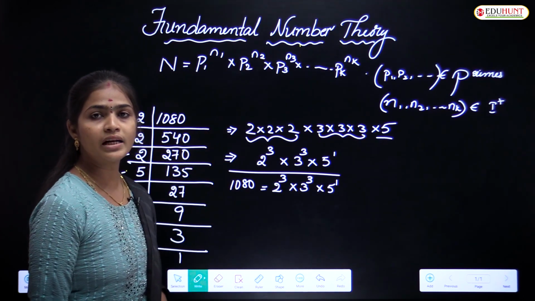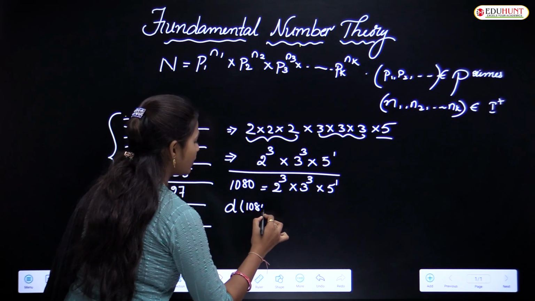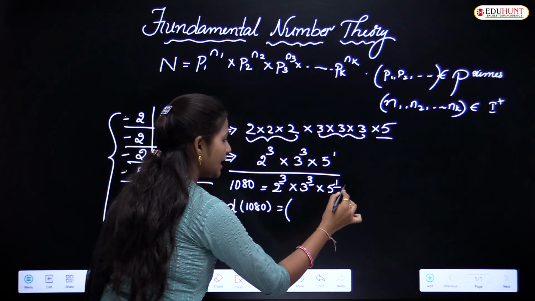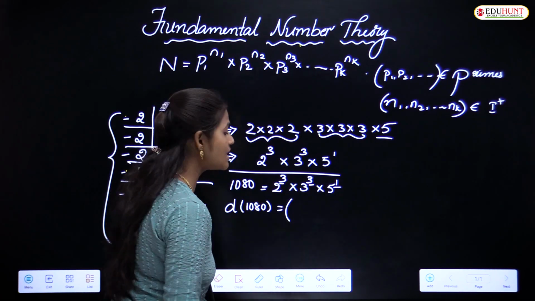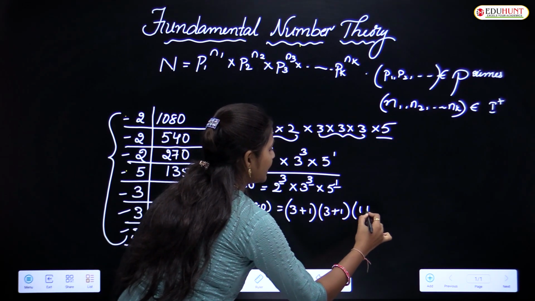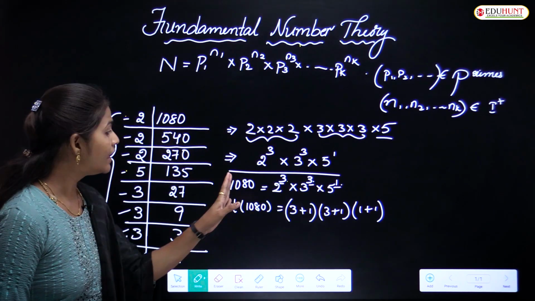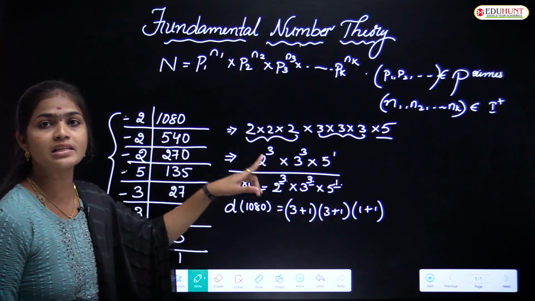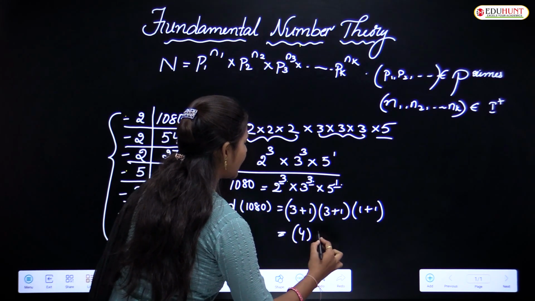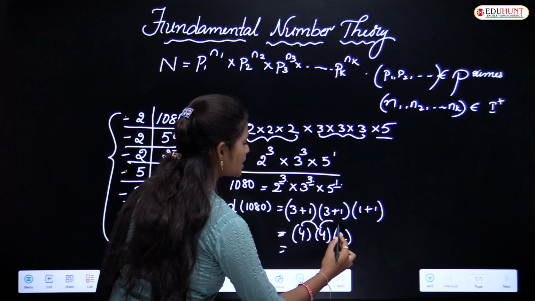Okay, now I want to know how many divisors there are for 1080. So the number of divisors of 1080, I want to know that. So what is the formula here? We have to consider only n1, n2, n3, the powers only. So n1 plus 1, n2 plus 1 and n3 plus 1. 3 plus 1, 3 plus 1, 1 plus 1. Clear? Here I am not taking the prime numbers, we need to consider only the powers. So 3 plus 1 is 4, again 3 plus 1 is 4, again 1 plus 1 is 2. So 4 4s is 16, 16 2s is 32.